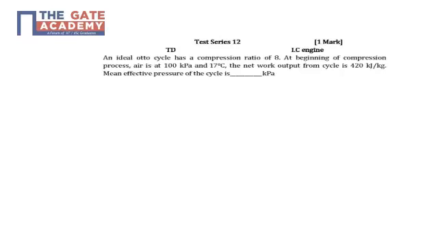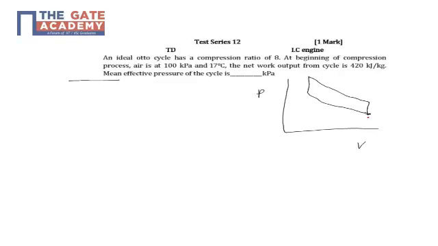Let's discuss a question from thermodynamics. This is basically to calculate the mean effective pressure of the cycle in the Otto cycle. Now, if you recall the Otto cycle in a PV diagram, after suction there is a compression, then the constant volume heating, then the expansion, then the constant volume heat rejection.